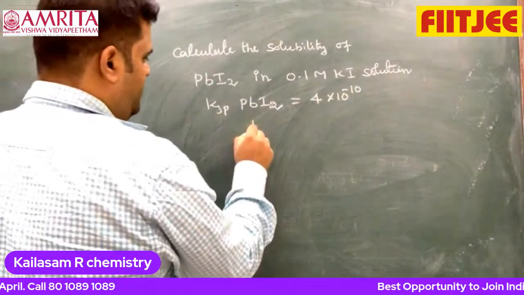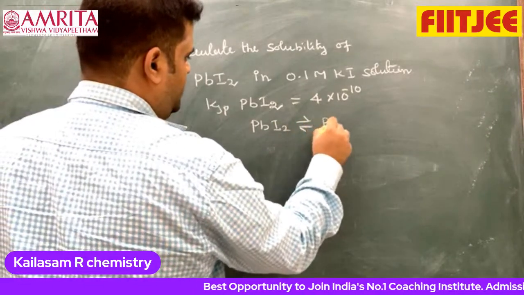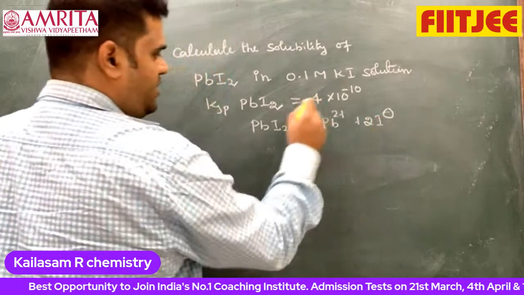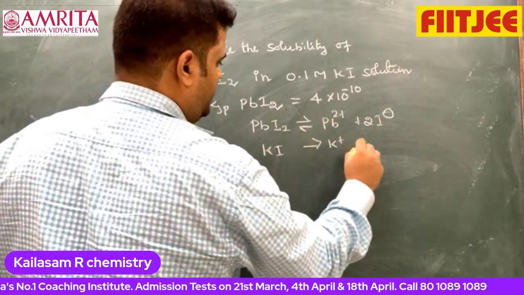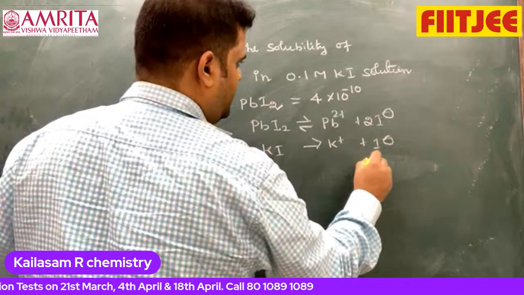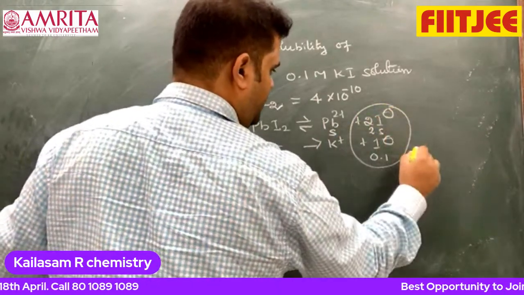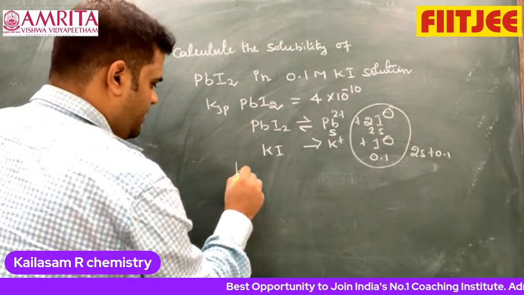Now, PbI2 is going to give Pb2+ plus 2I minus. Now KI is a strong electrolyte, which gives K plus and I minus ions. What is the concentration given? 0.1. This is 2s, and this is s. So what is the total concentration of I minus ion? 2s plus 0.1.